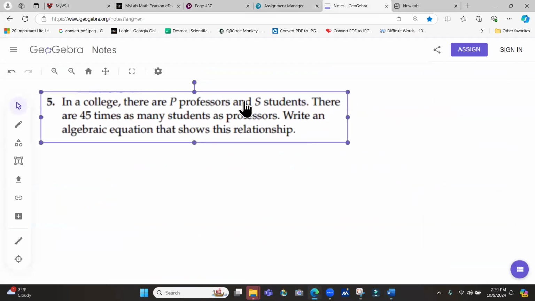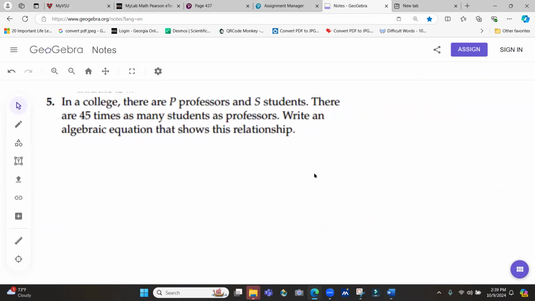Okay, guys, in a college, there are P professors and S students. There are 45 times as many students as professors. Write an algebraic expression. Okay, kind of makes sense. There are more students than professors. So what is the relationship between P and S?